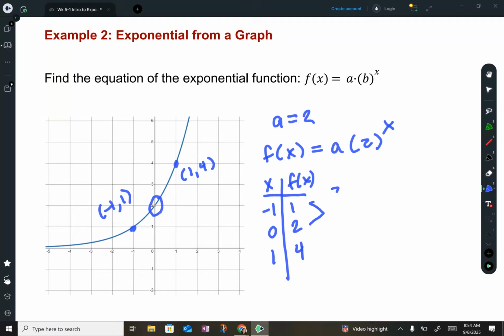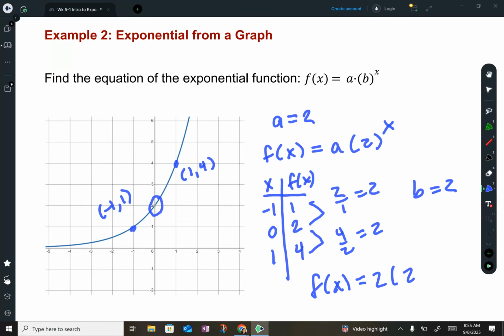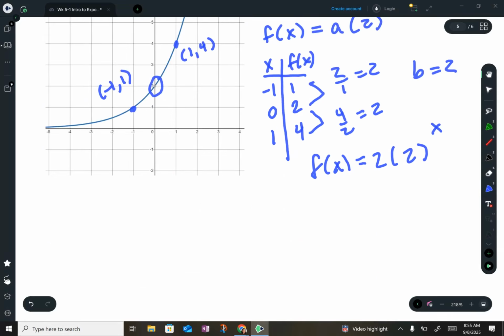We look at 2 to 1, and that's 2. We look at 4 to 2, also 2. So we know that our b value is equal to 2. So our function is f of x equals 2 times 2 to the x. All right, so that's the basics of finding the equation of an exponential function.